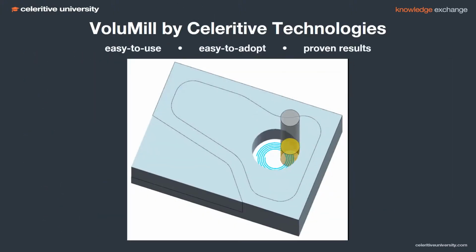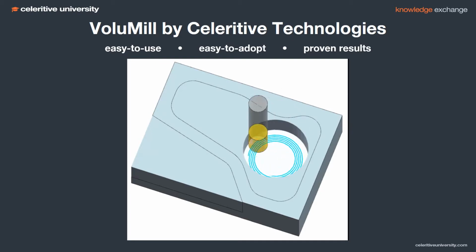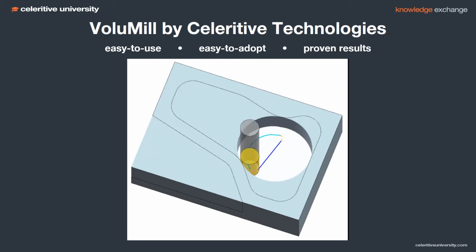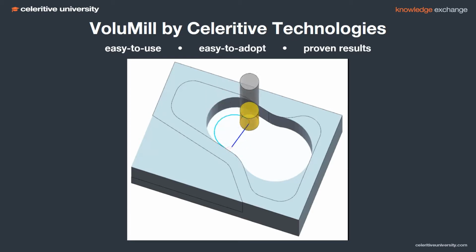As you can see in this simulation, Volumill's patented technology delivers smooth, flowing tool paths that never exceed your programmed rate of material removal. There are no abrupt turns or over-engagement at any time during your operation, making it a much more efficient method for removing bulk material.